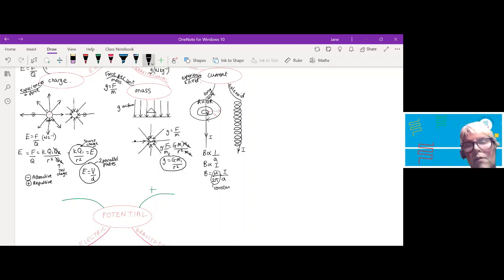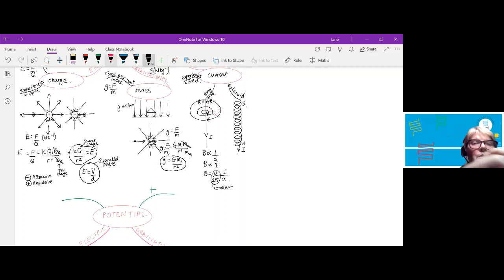Okay, constant of proportionality. I'll leave it like that. And then if we have a look at a solenoid, again, we can still use the right-hand grip rule. This time, if you curl your fingers around in the direction of the current, the thumb points north. So this end in this direction will be north, this end will be south.